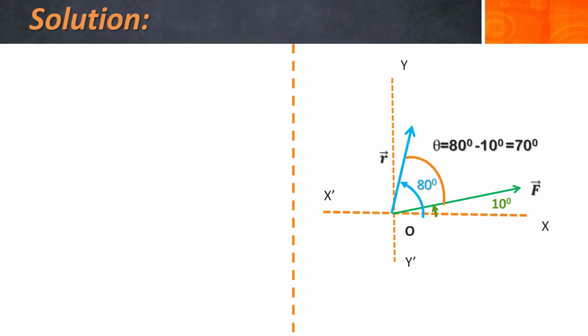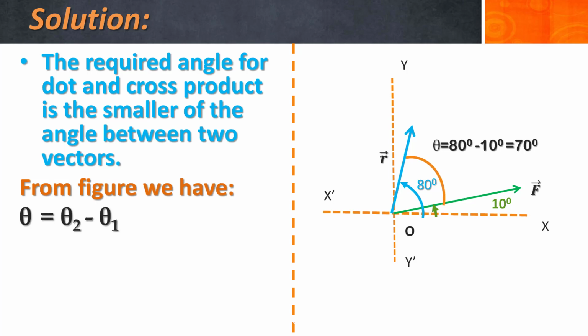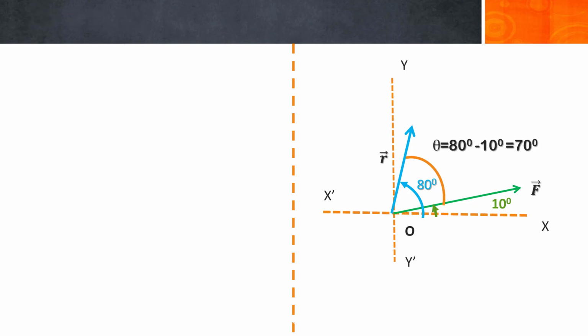Again, the required angle for dot and cross product is the smaller of the angles between the two vectors. From the figure you can see that theta is equal to theta 2 minus theta 1, that is 80 degrees minus 10 degrees, which gives us 70 degrees. So we have calculated theta for these two vectors. 70 degrees will be the required value of the angle. Then we will solve the first part.